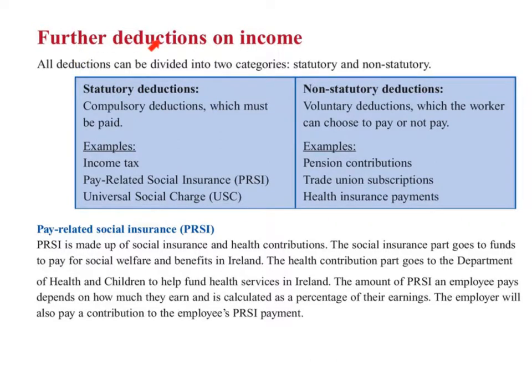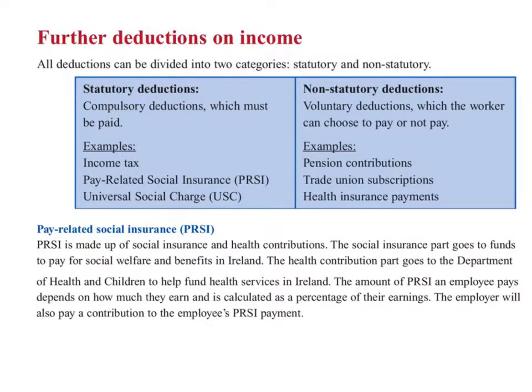Further deductions on income. All deductions can be divided into two categories: statutory and non-statutory. Statutory deductions are compulsory deductions which must be paid.